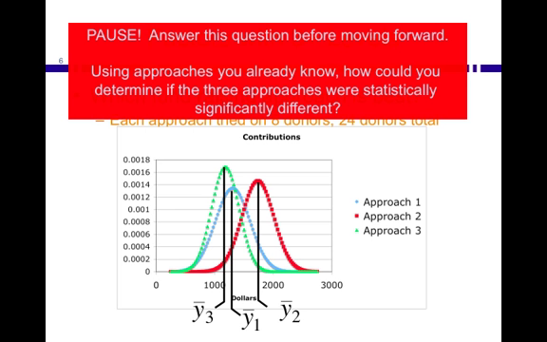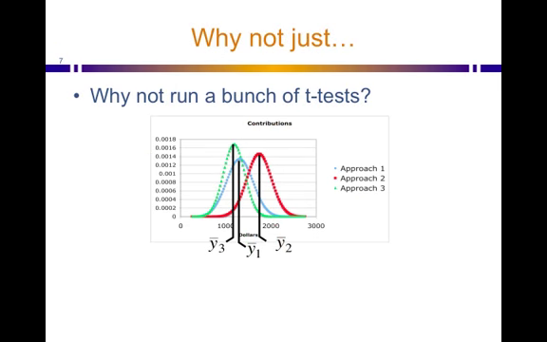All right, welcome back. Had a minute to think about this. A lot of people will come up with the following answer. Well, why not just run a bunch of t-tests? You could run a t-test between approach 1 and approach 2, another t-test between approach 1 and approach 3, and a third t-test between approach 2 and approach 3. Seems perfectly reasonable given what you know up to this point.